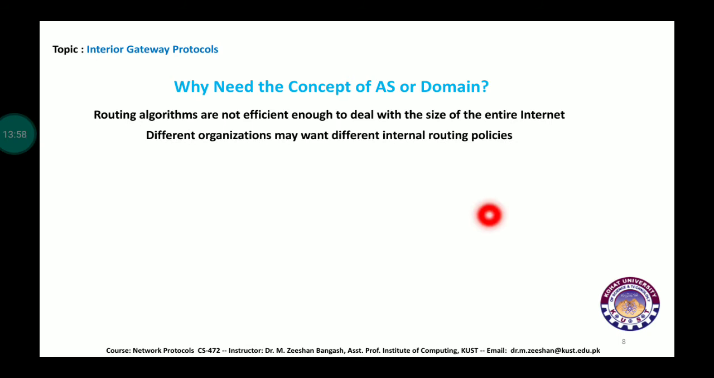And another aspect is why we need domains: different organizations or networks that are part of different organizations may have their own internal routing policies. Some of them may prefer the distance vector criteria for route selection, others may prefer link state routing. So the policy decision changes with respect to the organization and their interests.